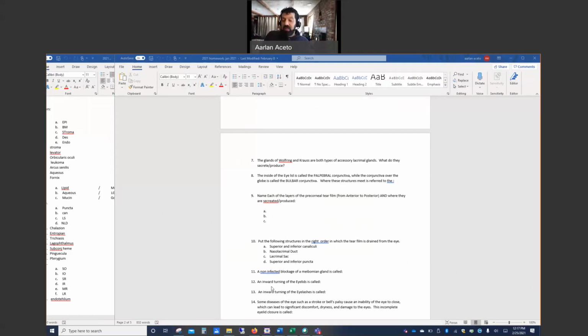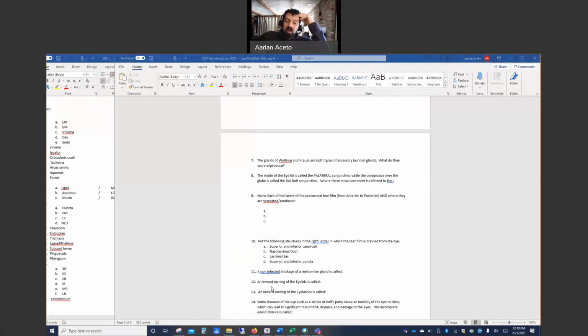12 and 13, I'm really disappointed in this one from a lot of folks. Again, right from the reading. 12 is an inward turning of the eyelids. 13, an inward turning of the eyelashes. Those are two different things. In some cases, you have the eyelids that are intact, but the lashes are growing the wrong way. And in other cases, you have the actual eyelids flopping in or turning in. Eyelids versus eyelashes, two different concerns, two different issues.